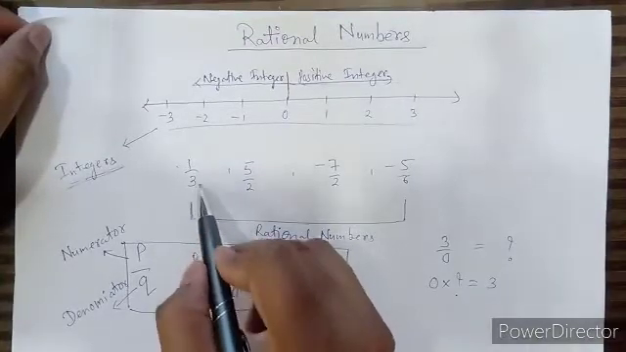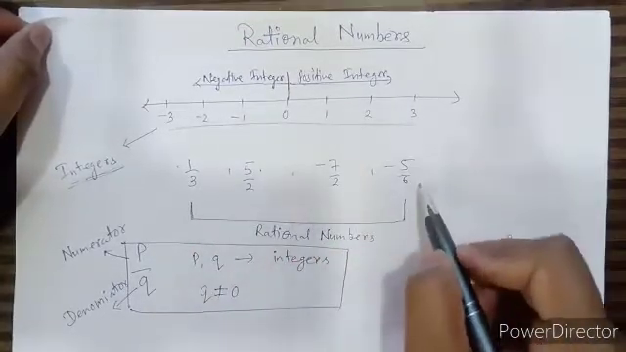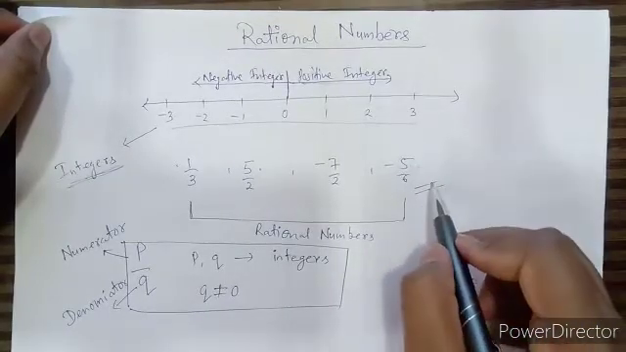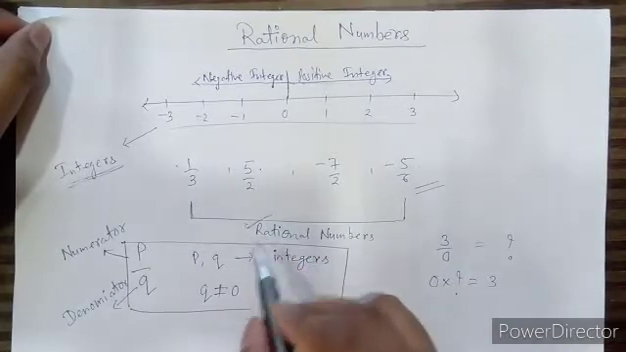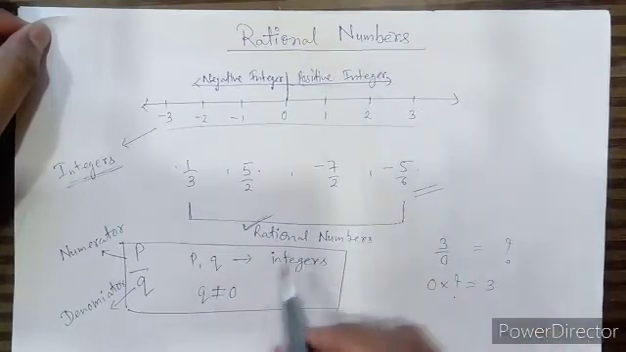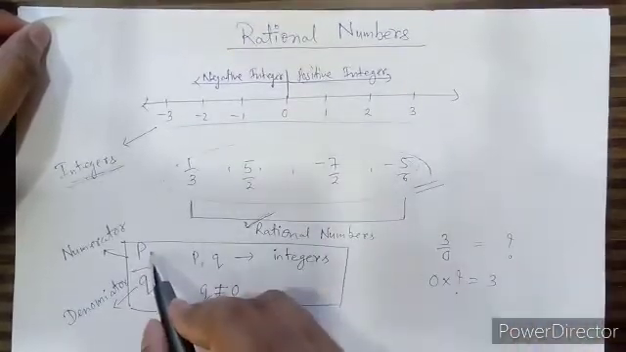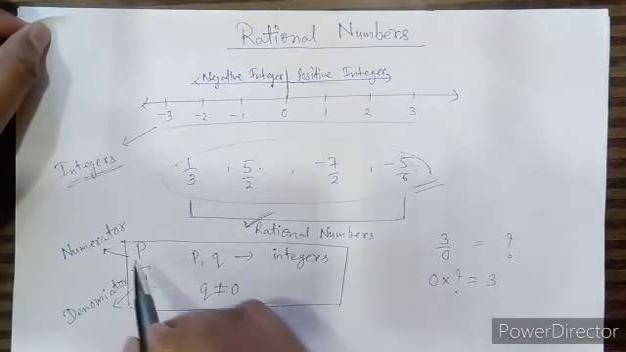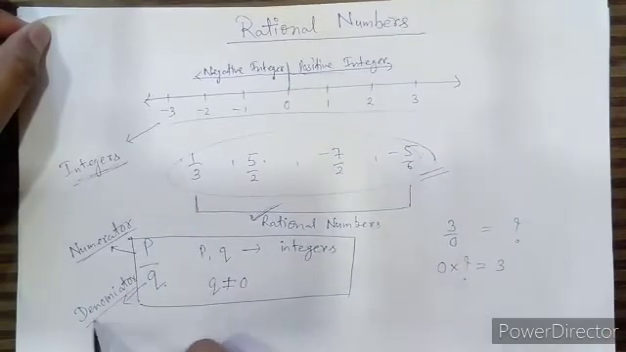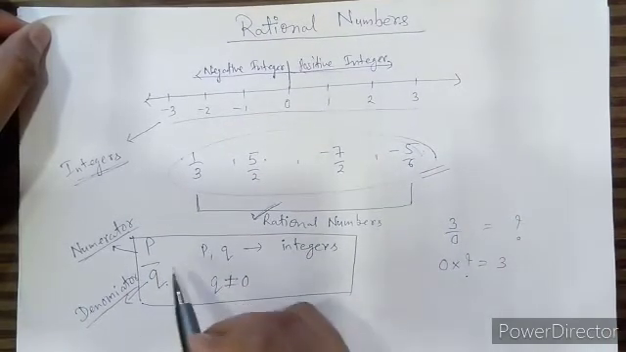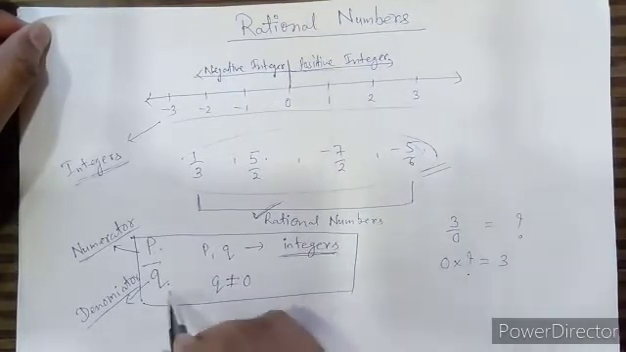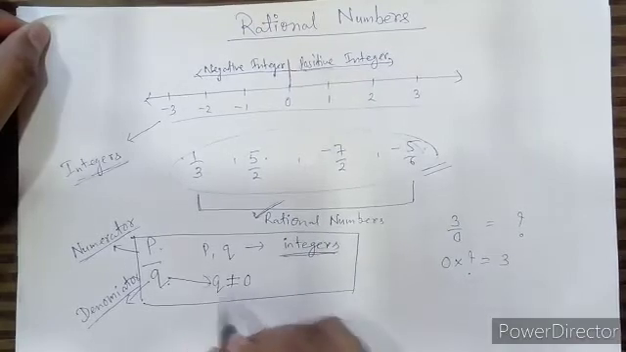About these numbers, 1 by 3, 5 by 2, minus 7 by 2, and minus 5 by 6, we say that this type of number is known as rational numbers. In the general form, these numbers are in the form of p by q, where one number is the numerator and the other is the denominator, both numbers are integers, and the denominator should not equal 0.